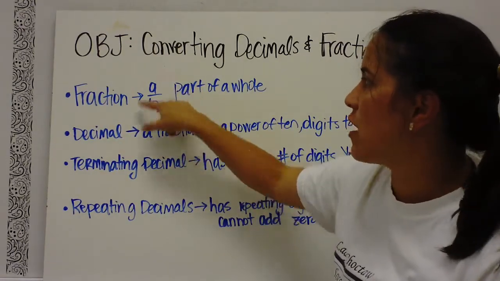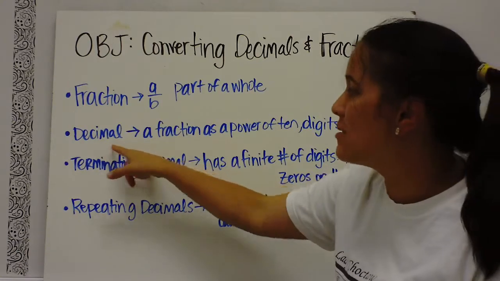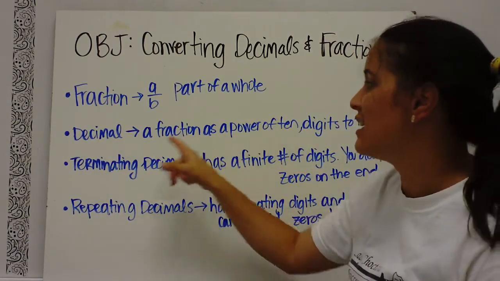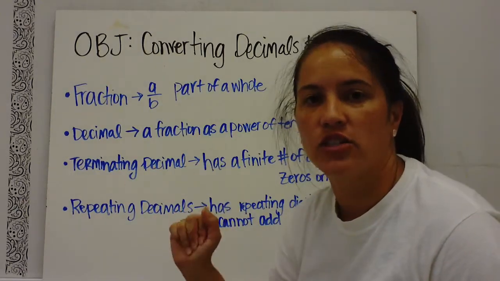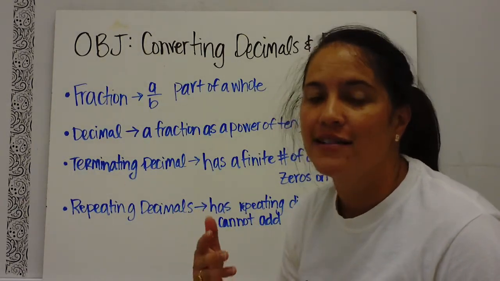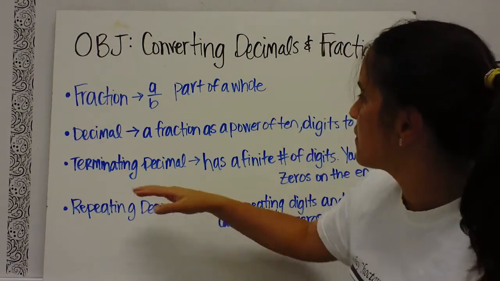A fraction is a number written A over B, and it's part of a whole. A decimal is a fraction of the power of 10, and it's digits to the right. So when you have a decimal, it's that little point, so digits to the right. But really a decimal is a form of a fraction with a power of 10.